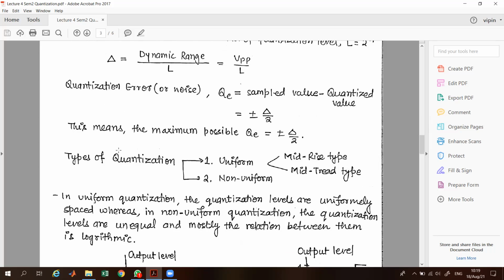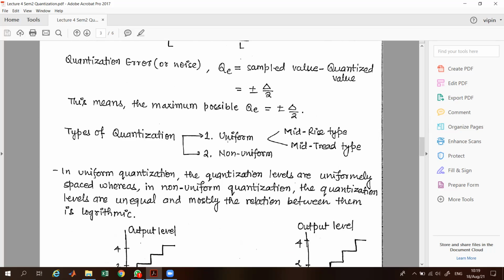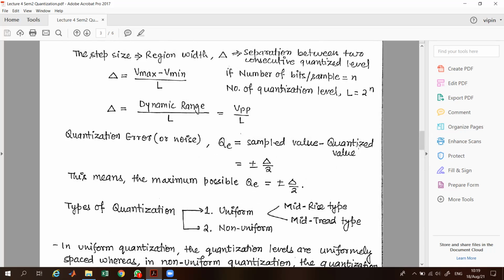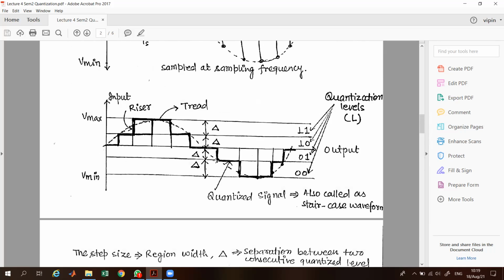Now we have two types of quantization. One is uniform, another one is non-uniform. In uniform we also have a mid-rise type and a mid-tread type. I'll explain it. Uniform quantization means that the quantization levels are uniformly spaced. It's not like we are going from this level to that one directly. There's a uniform gap between them.